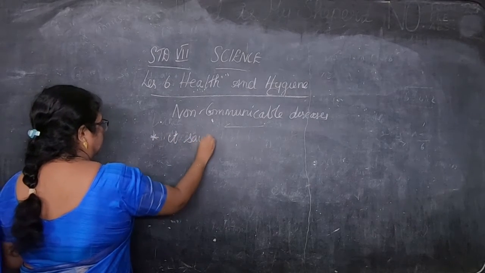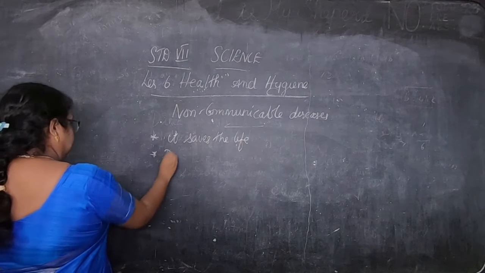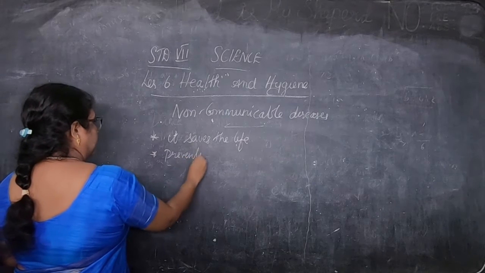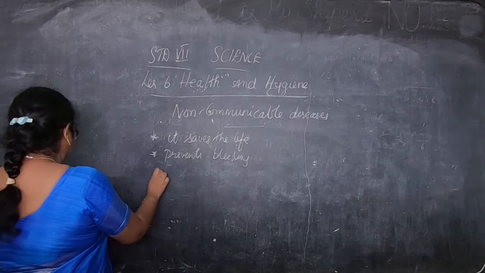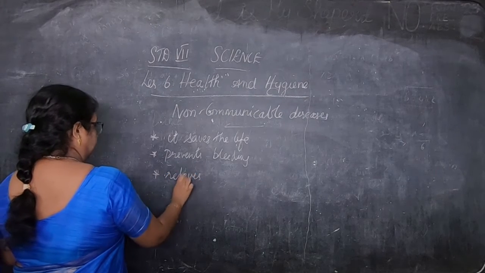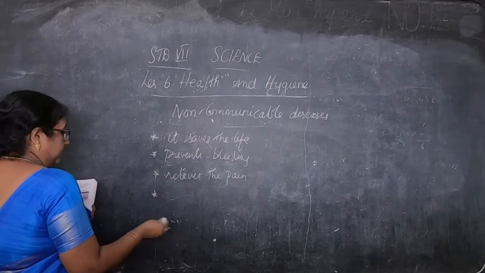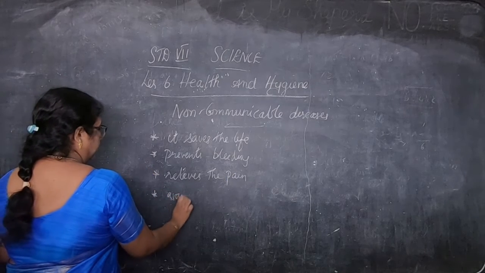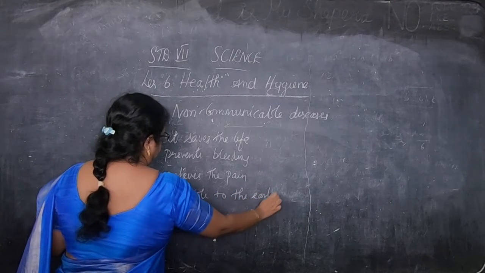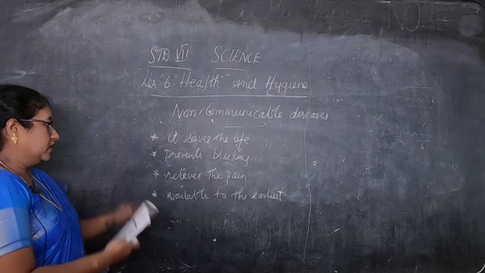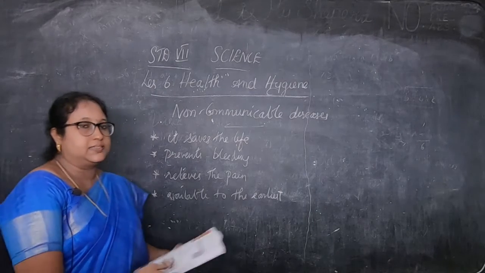It saves a life. Next is prevents bleeding. Bleeding means blood loss, right? Prevents bleeding and determines the condition of the patient. It relieves the pain. Pain will be reduced, right? And provides medical care at the earliest. Okay children, medical care. So it saves the life, prevents bleeding, relieves the pain and provides medical care at the earliest. That is the first aid given.